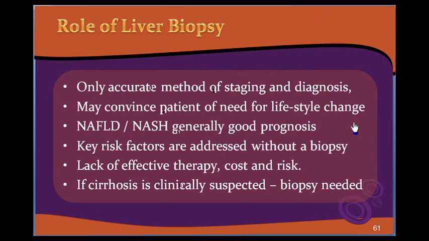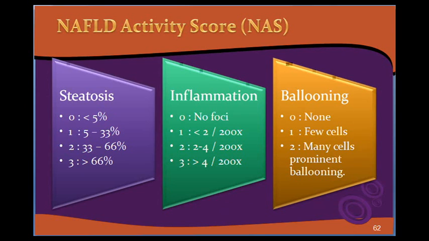NAFLD and NASH generally carry good prognosis. Once the patient develops cirrhosis, the prognosis is bad. Key risk factors are addressed and they can be treated without a biopsy. Lack of effective therapy, cost of biopsy, and risk associated with it will prevent us from doing biopsy for every patient. If cirrhosis is clinically suspected, biopsy may be needed. If you are suspecting only fatty liver and NASH, Mayo score almost replaces the need for biopsy. We have seen about the Mayo score in the previous slides already.